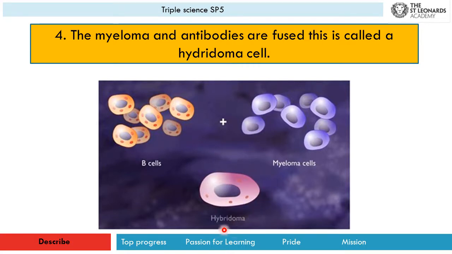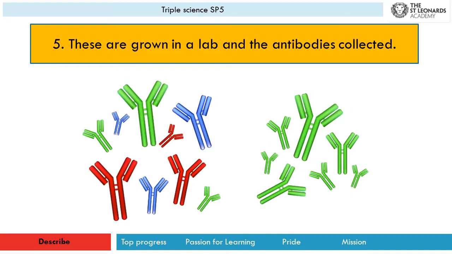Now the hybridoma cell takes the property of the B cell, i.e. it produces a lot of antibodies, and the property of the myeloma cell, it divides very quickly, and so it starts to produce a large amount of antibodies because it's continually dividing, and as it divides it produces these antibodies. Step 5, you incubate these hybridoma cells and you collect the antibodies that they produce, and they'll keep producing antibodies because the cancer just keeps dividing.